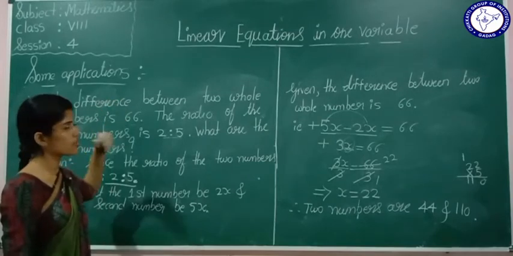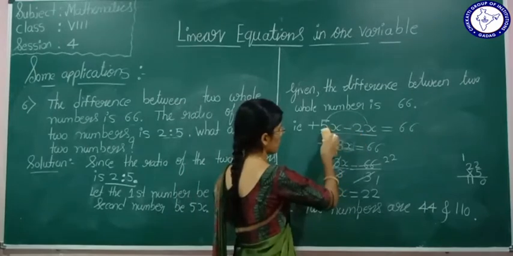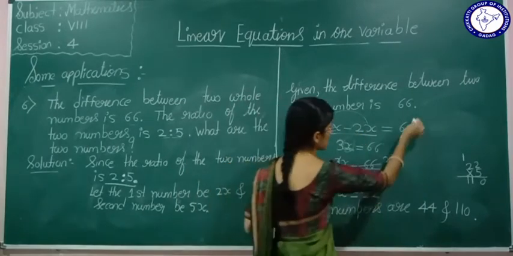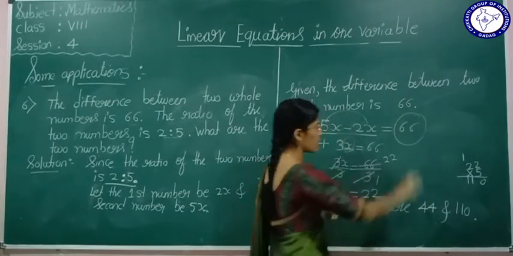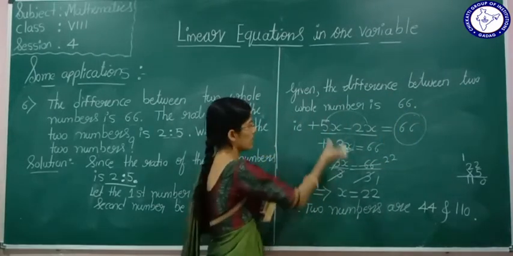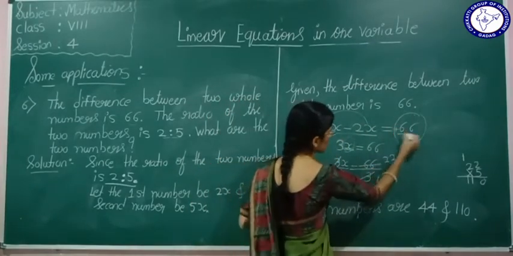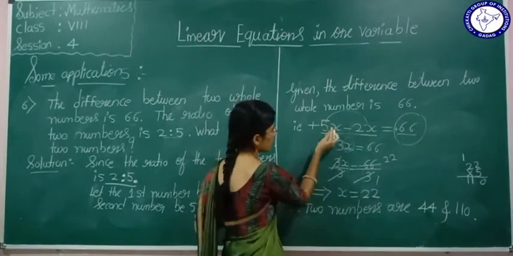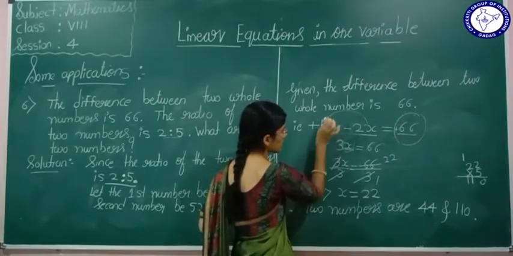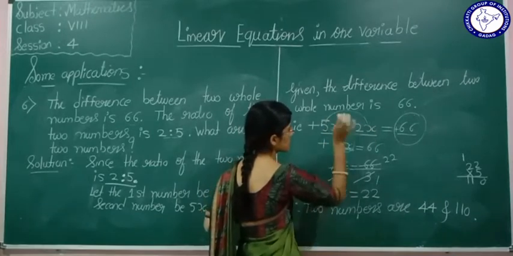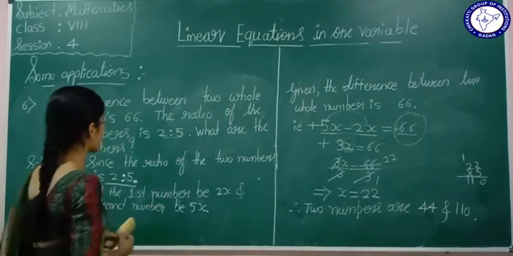Now you may get the question of why I wrote 5x minus 2x but not 2x minus 5x. Here, the difference between two whole numbers is a positive number, so bigger number minus smaller number is done. 5 multiplied by x is definitely bigger than 2 multiplied by x. So this is about the sixth problem. Now we will see one more problem.